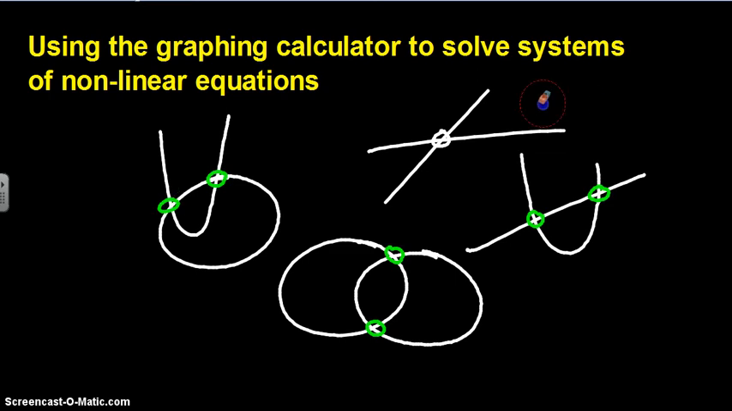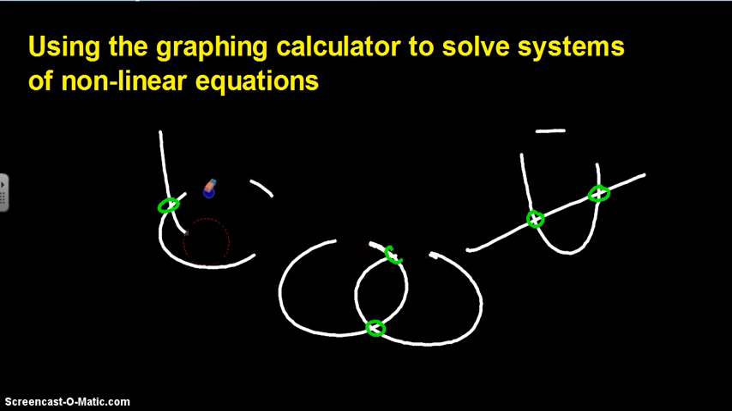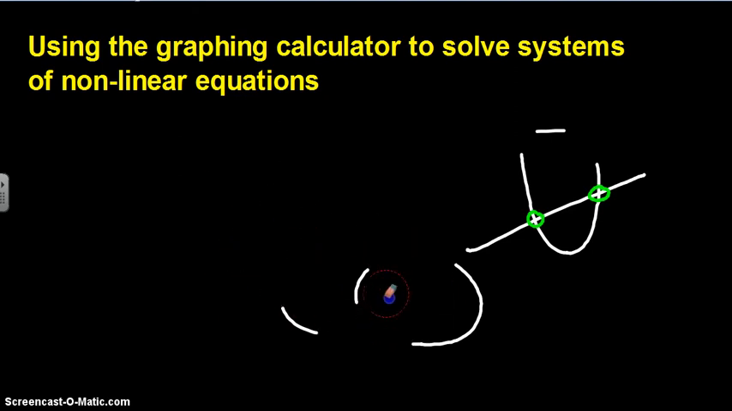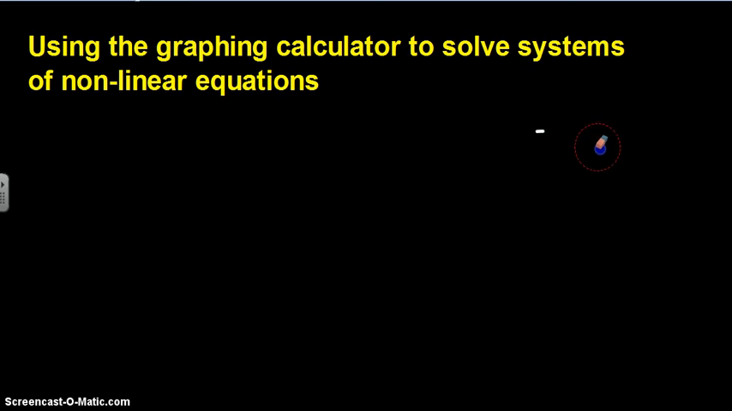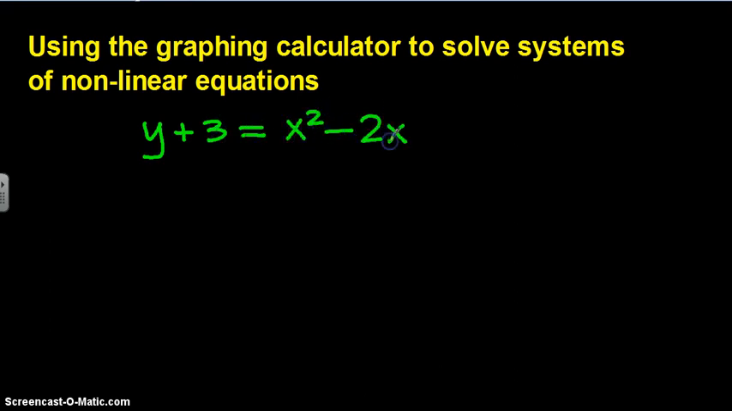Okay, so we're going to get rid of this, and we are going to do first a parabola and a line. So let me finish erasing. And the parabola I have chosen is y + 3 = x² - 2x.